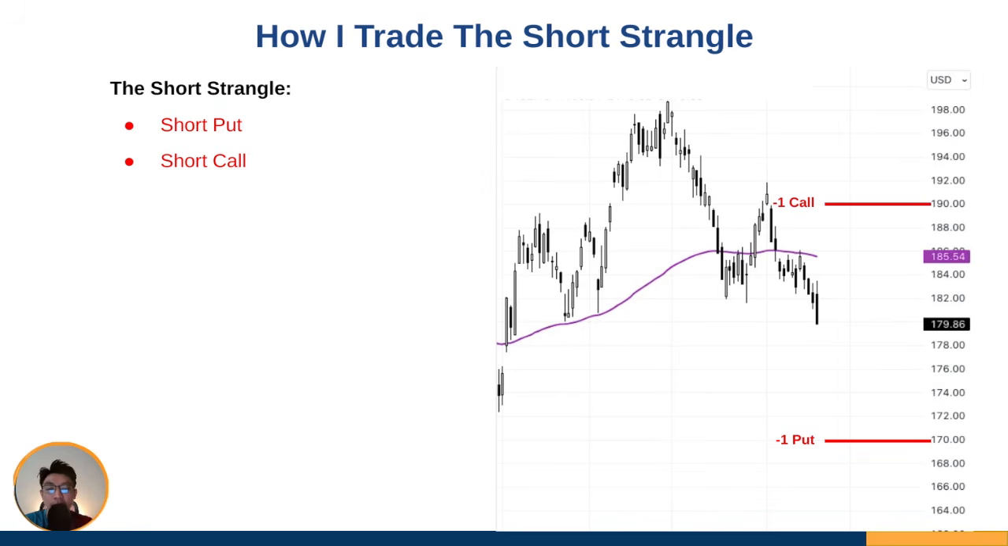First off, if you're new to trading, the strangle is basically an undefined risk strategy that consists of 2 naked positions.